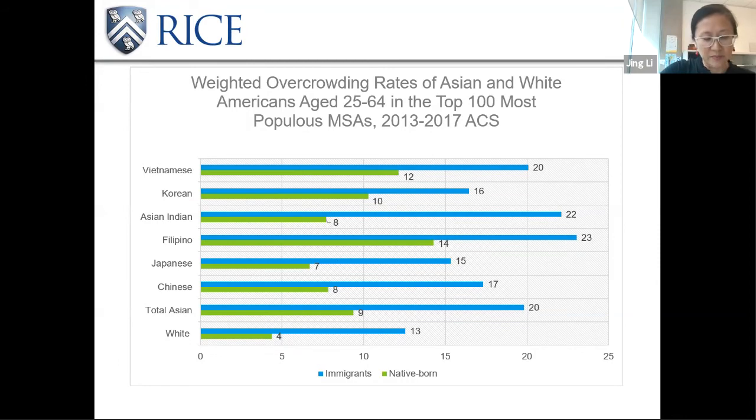Among the native-born, Filipino, Korean, and Vietnamese surpassed the average rate of overall residential crowding of native-born Asian Americans. Among the foreign-born, Filipinos, Asian Indians, and Vietnamese have substantially higher rates of residential crowding than the average rate of overall immigrant Asians.